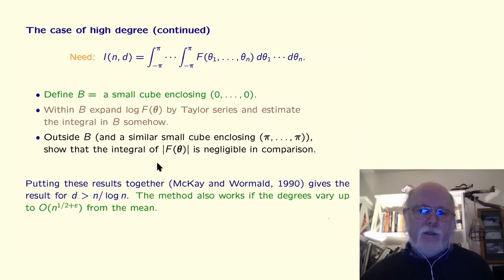So putting these two parts together with Brendan McKay and Nick Wormald in 1990, we got an asymptotic number of regular graphs, as long as the degree is at least n over log n. So it includes the case of degree being a constant times n. And the method also works if it's not regular, but the degrees vary by an amount up to n to the 1/2 plus epsilon, for small enough epsilon.